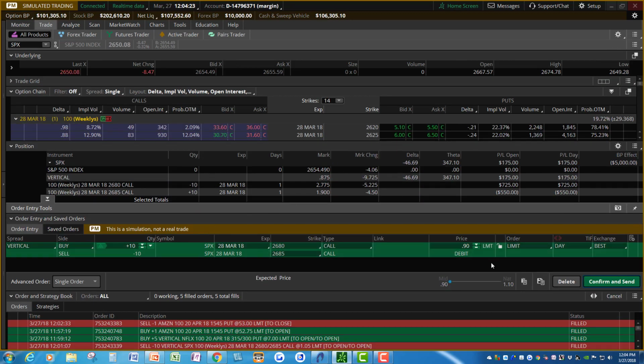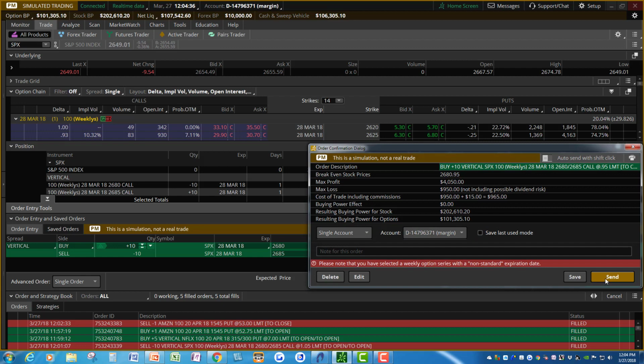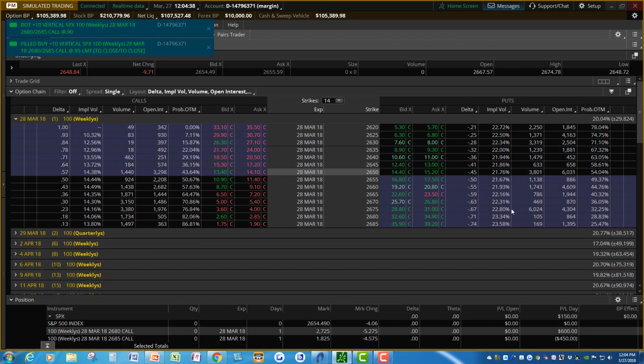Okay, we're going to buy this back. Sold to open, buy to close. Now, we want to go ahead and buy this close to the mid as possible. So we'll try 95. Hit confirm and send. Bada bing, we're closed.